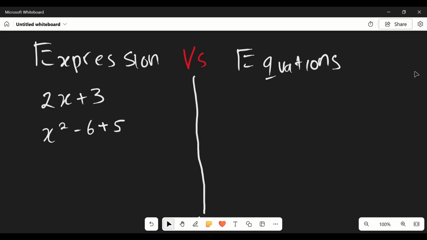This is extremely important. An expression has no equal sign. You cannot solve them. You can only simplify or evaluate them. An equation has an equal sign. Equations make a claim: two things are equal. Your job is to find when that claim is true.